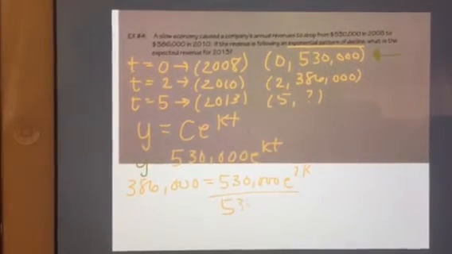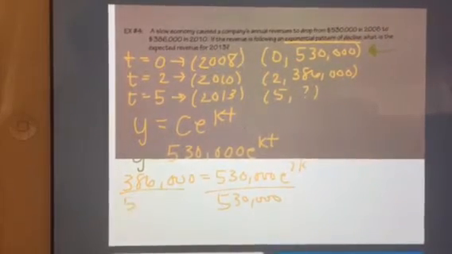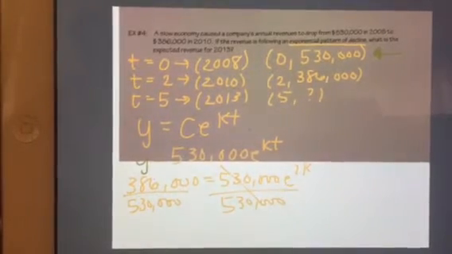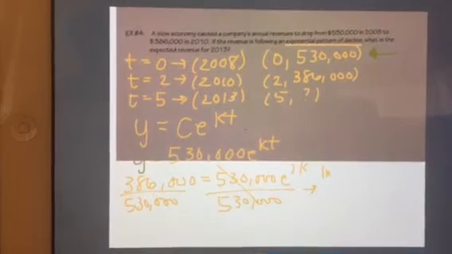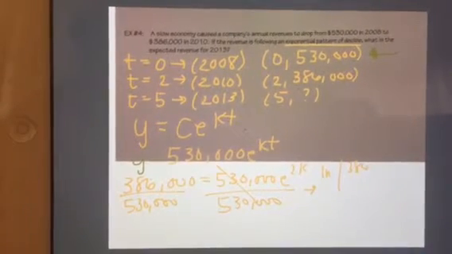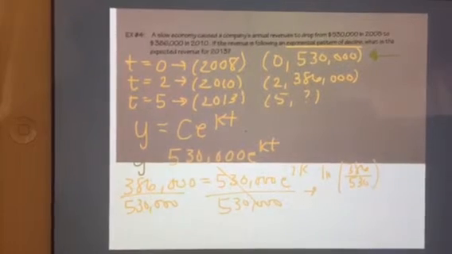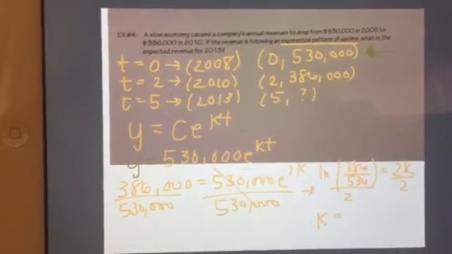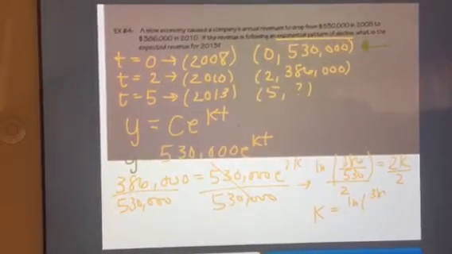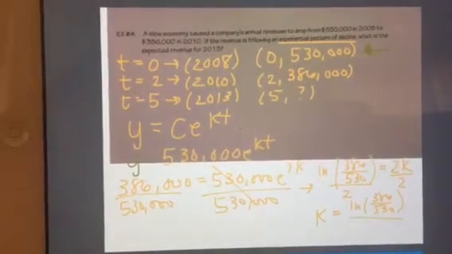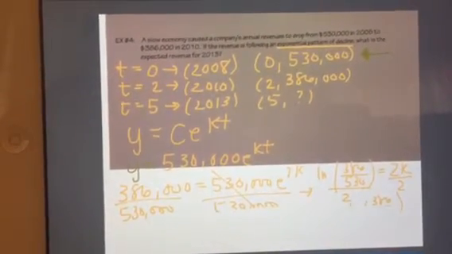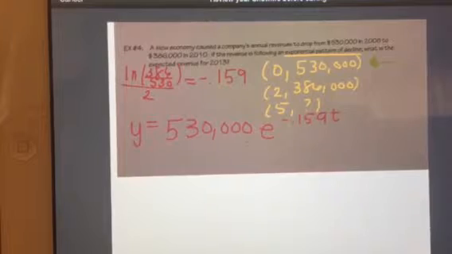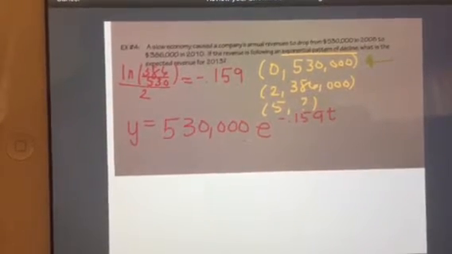So divide by 530,000. Then we're going to take the ln of this value. I simplified it a bit. Equal to the 2k, divide by 2, divide by 2. So k is equal to the ln of 386 divided by 530, the entire thing divided by 2. Okay, so I had to erase some stuff in order to make space. So ln of 386 divided by 530, the entire thing divided by 2 is approximately negative 0.159.